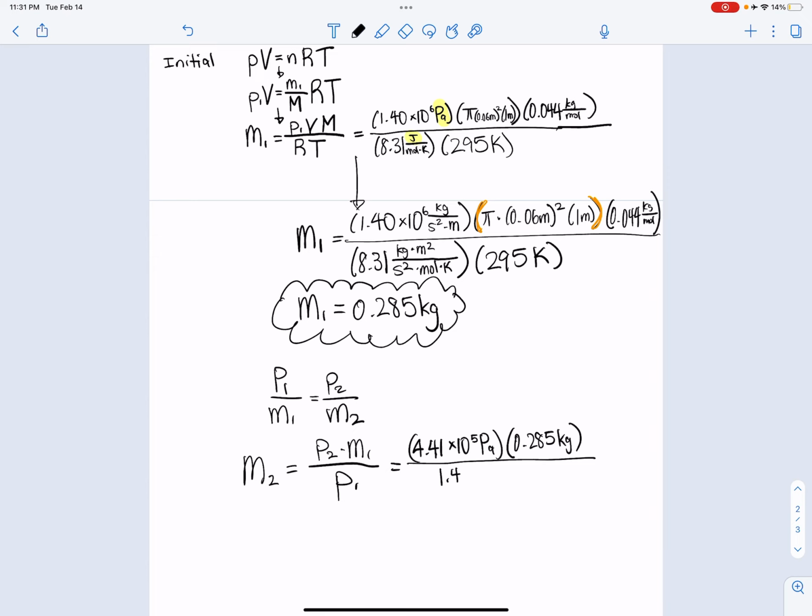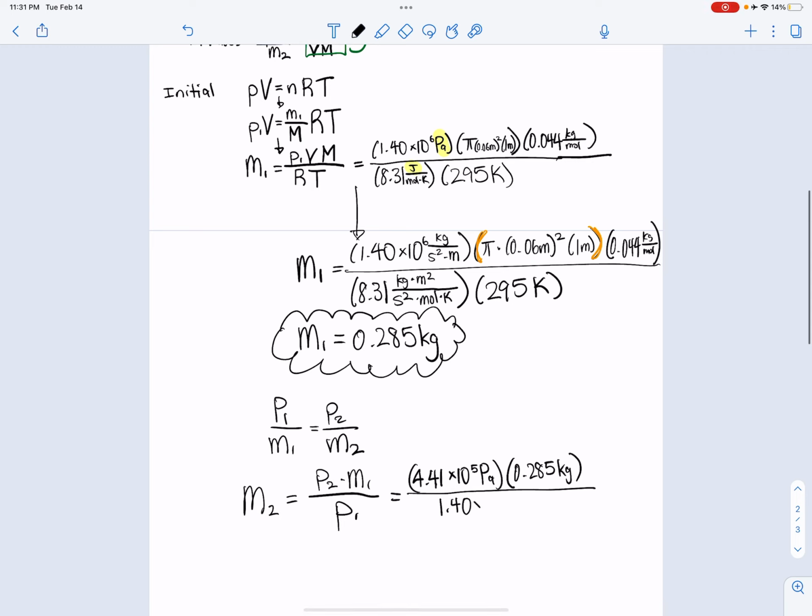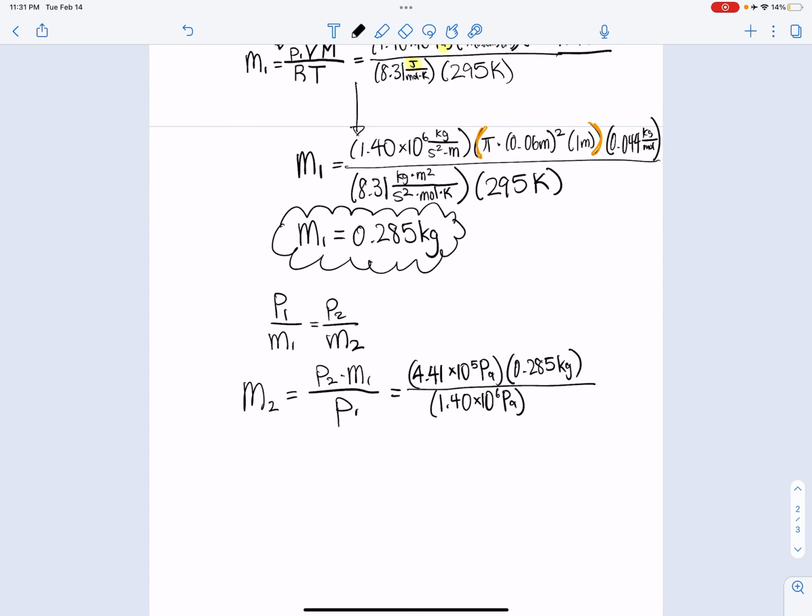1.40 times 10 to the 6 pascals. Okay. So my pascals cancel out and I'm left with kilograms as the unit. And if I plug all that in the calculator, I would get my final mass is 0.0897 kilograms of propane, right?